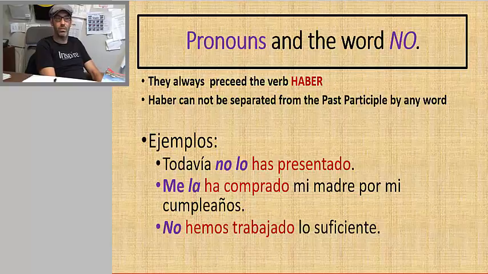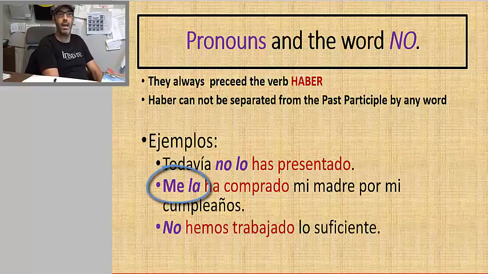You still haven't presented it. So here we go. Here in that case we have no, and we have the pronoun lo. And as you can see, they go before the verbo haber. So you still have not presented it. And then número dos, me lo ha comprado mi madre por mi cumpleaños. My mom has purchased it for me for my birthday. And then again, what we have here is, me la ha comprado, whatever it might be, but it's feminine, whatever that object is. So again, the la is going to go in front of the verb haber.